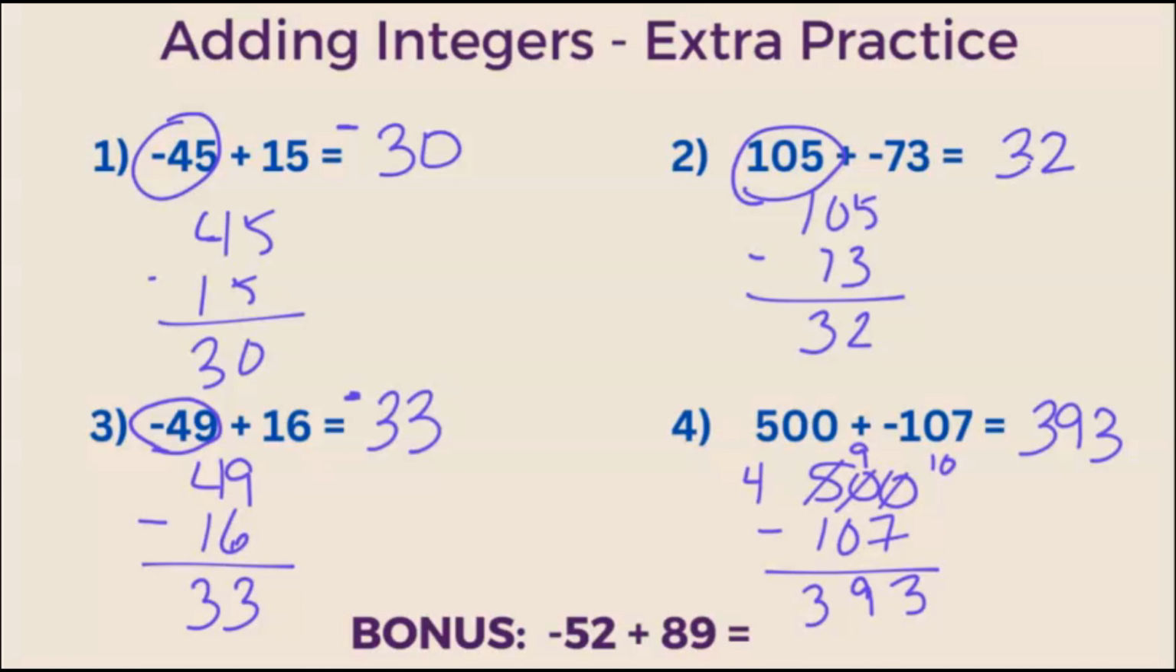Now that you've been through these 4 examples, see if you can get the bonus question on your own. What is negative 52 plus positive 89? Drop your answer in the comments below. Good luck!